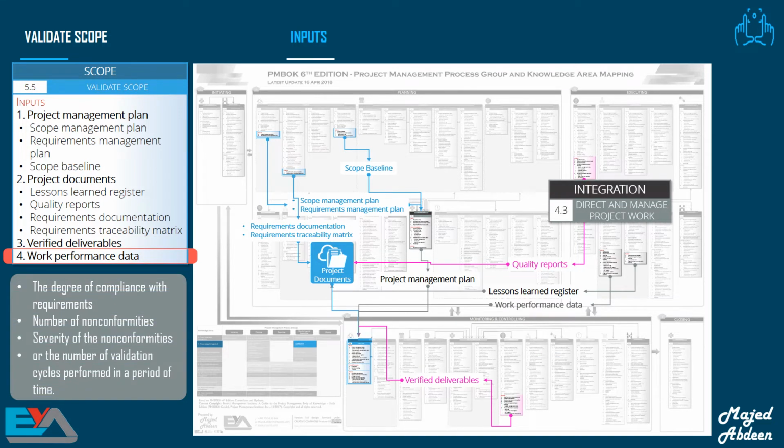And lastly, we need the work performance data. You will need to refer to the work performance data from the direct and manage project work process to assess how well product deliverables are meeting the requirements. Work performance data can include the degree of compliance with requirements, the number of nonconformities, the severity of nonconformities, or the number of validation cycles performed in a period of time.